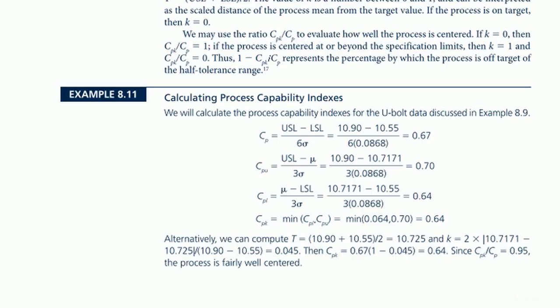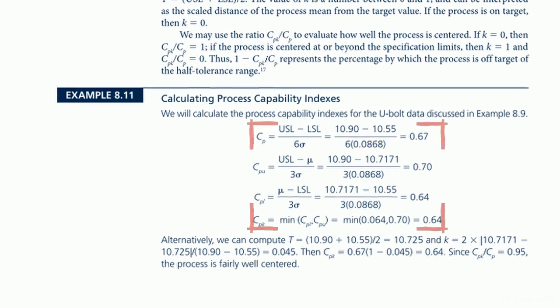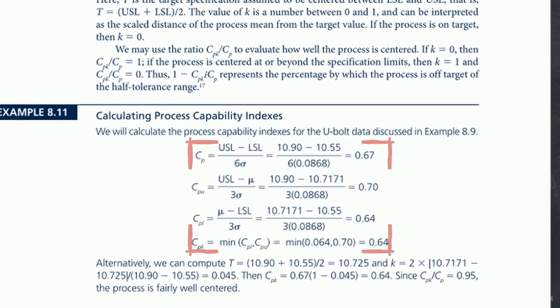This excerpt shows example 8.11 from the text. We have a target specification range from 10.55 to 10.90. We've sampled a process with a mean of 10.7171 and a standard deviation of 0.0868. Take a moment to calculate the potential capability, CP, and the actual capability, CPK.